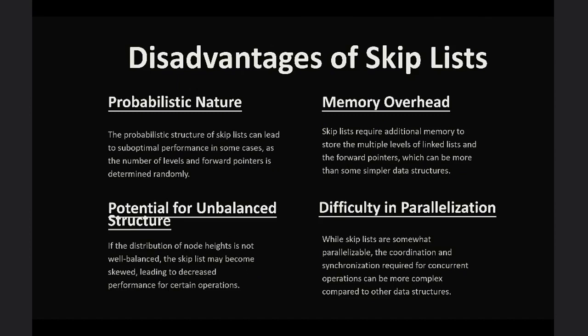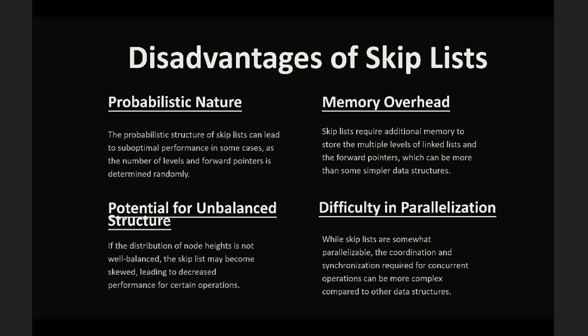Disadvantages. The random determination of levels and forward pointers can sometimes lead to suboptimal performance in certain situations. They require more memory to store multiple levels of lists and forward pointers. This can be higher compared to simpler data structures.